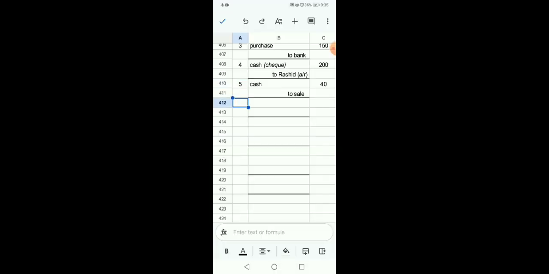We have now the seventh entry. Seventh entry is saying paid into the bank cash. That means cash is deposited into the bank. First we will mention the date, and that date is 7. So just write 7 in the date column.